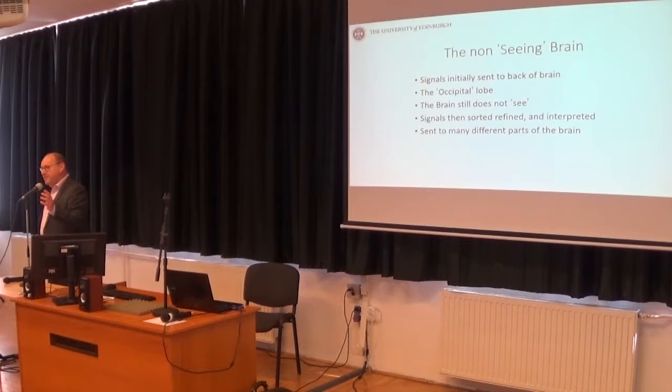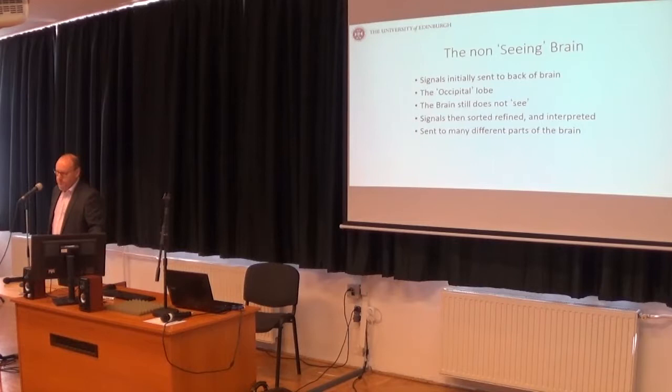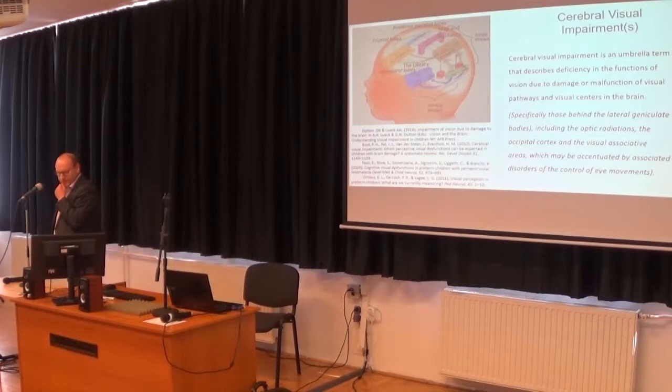So the brain itself at this point, when it gets the information crossing over from the optic chiasm and from the eye, we're still not a seeing brain, okay? The brain still doesn't see yet. Because in that cortex is where the information is sorted, like a card sorting machine. But really, when the information gets sent back to different parts of the brain, do we have a seeing brain? And this is for us cerebral vision impairment.